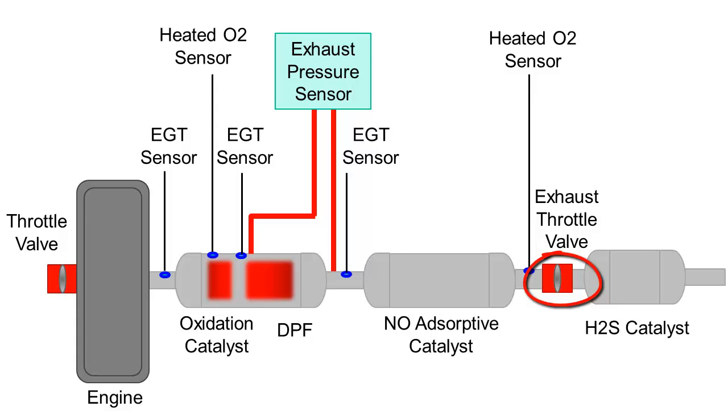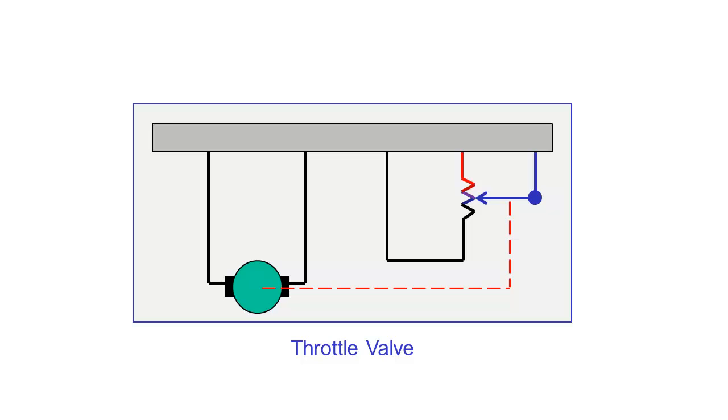The exhaust throttle valve is used to regulate exhaust back pressure. It assists in NO adsorptive catalyst regeneration and enhances low-pressure EGR system flow. Failure of the exhaust throttle valve may cause an EGR regulation fault code and inhibit NO adsorptive catalyst regeneration.